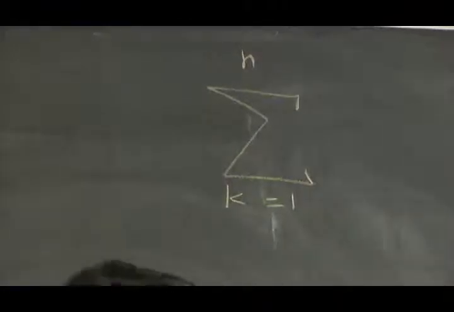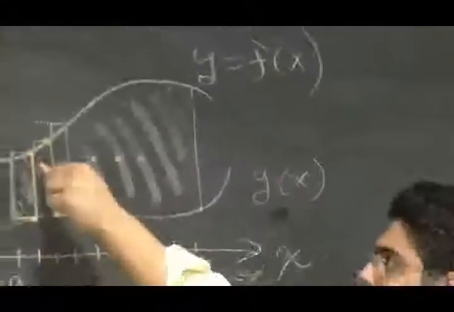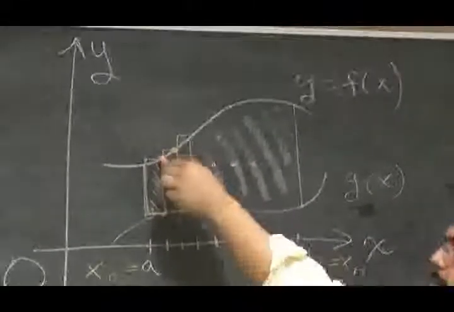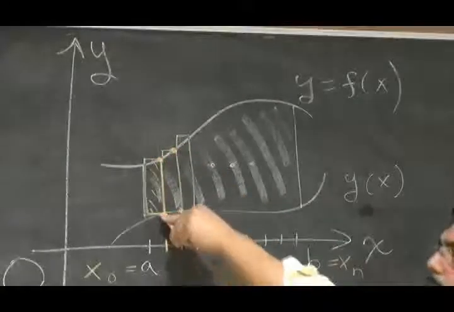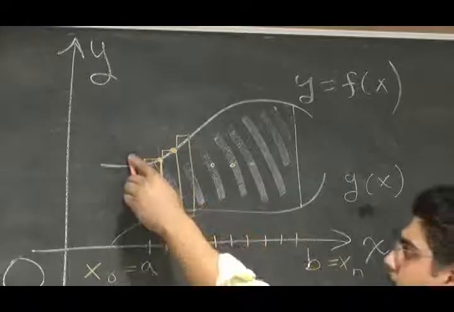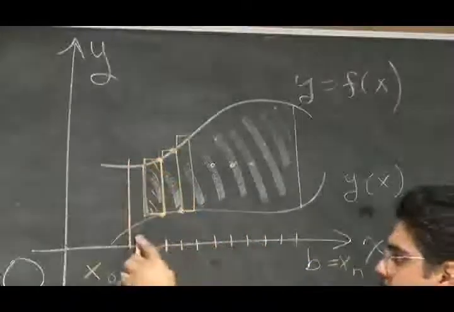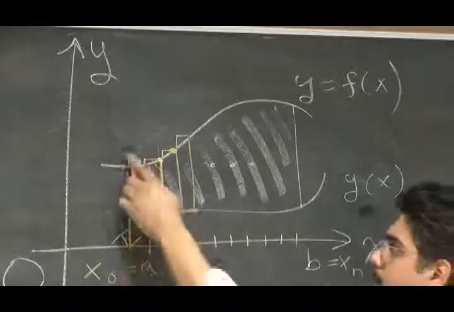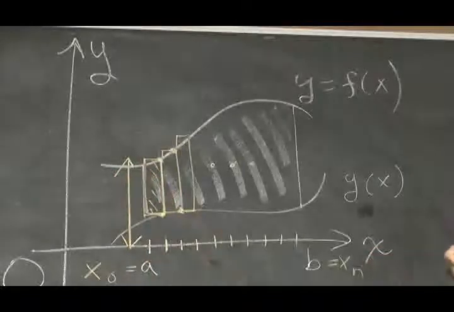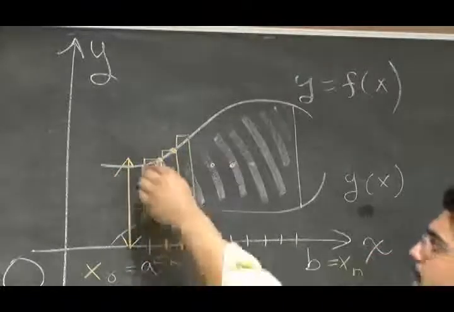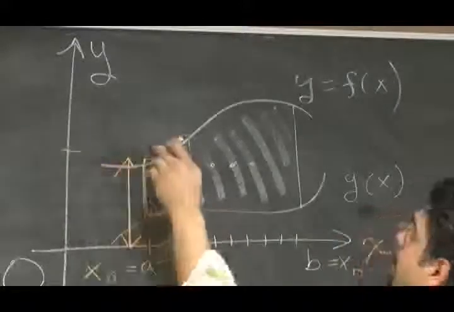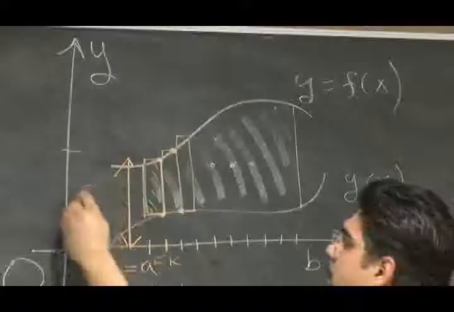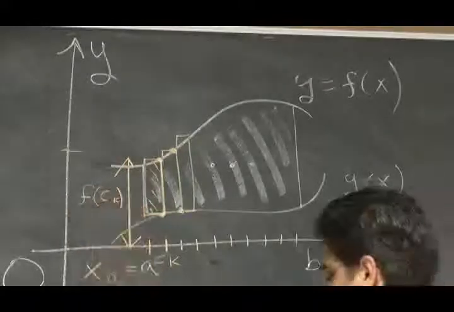Now, the height of each rectangle is the height that touches the top curve minus the height that touches the bottom curve. Okay? So what we'd like to do is, if you take this length, what is that length? If this point is c sub k, what is this point, the y value? F of c sub k. So this whole thing is f of c sub k, right?